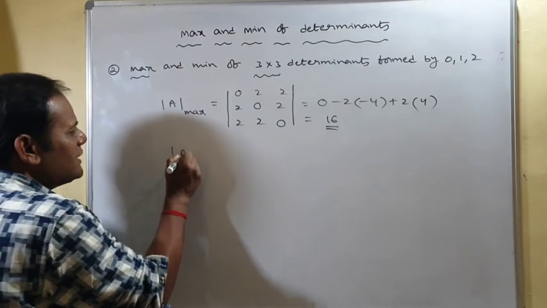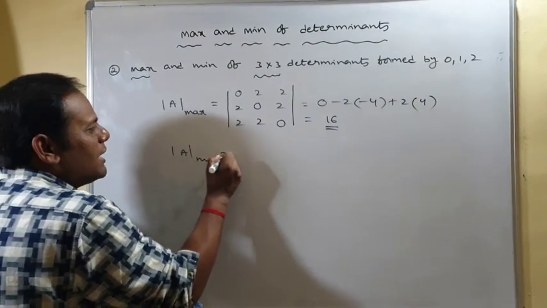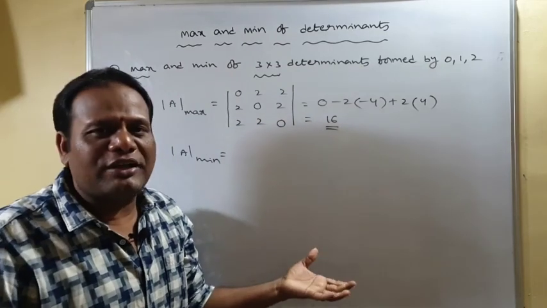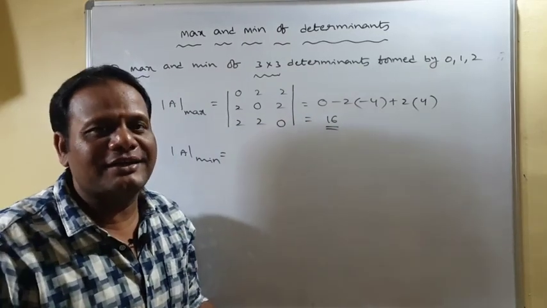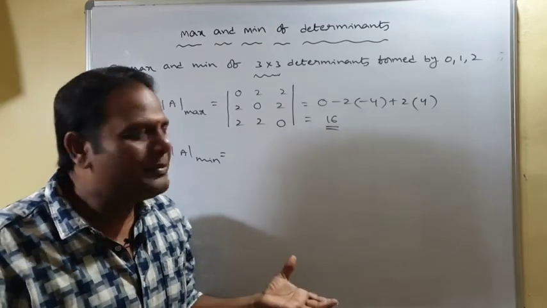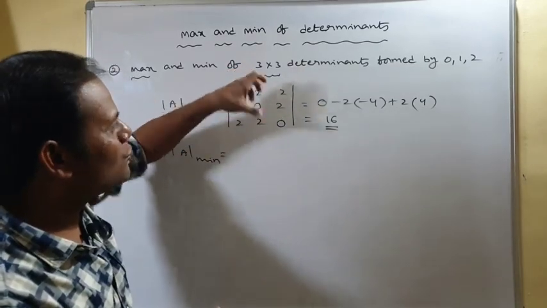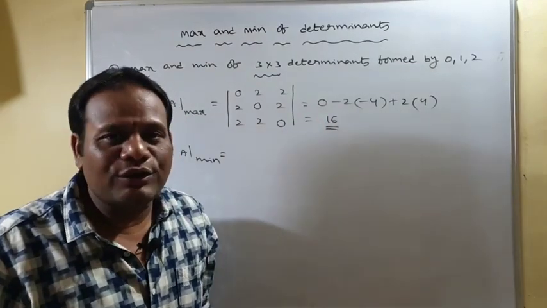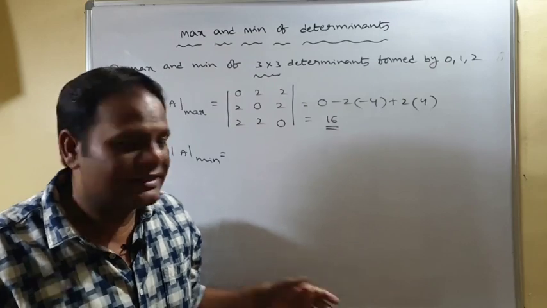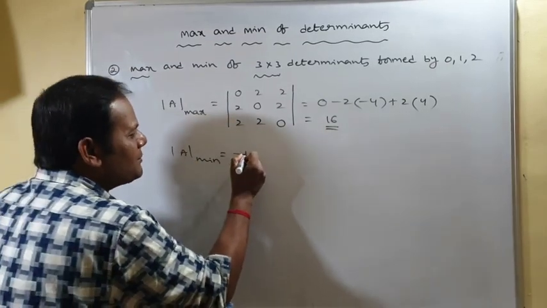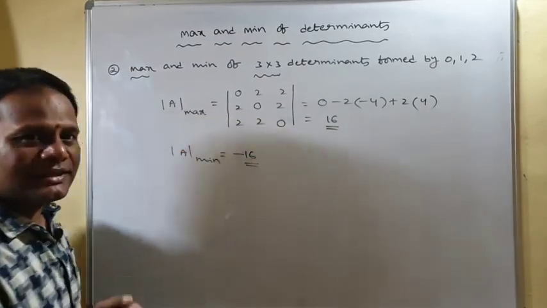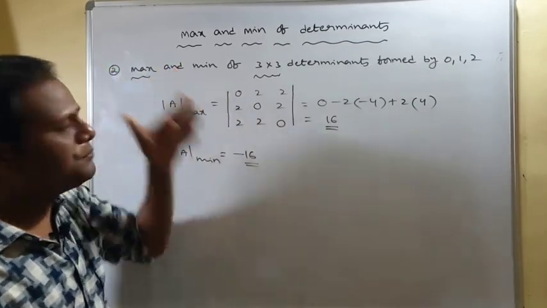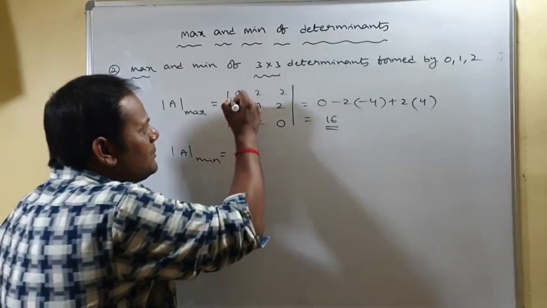Now easily you can guess what is the minimum. Already I told you, if 16 is maximum, no doubt at all we can get one determinant as minus 16. Why? Because if you interchange two rows, automatically determinant sign changes, then you can get minus 16, is it? So det A minimum must be what? Minus 16.